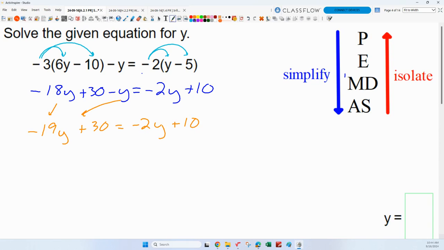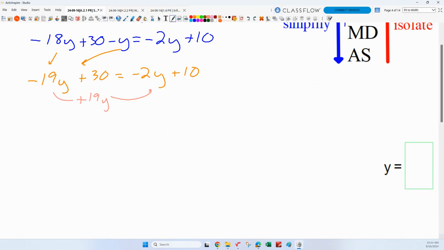So we're going to push the y's over to the right by adding 19y to both sides. Now what's that do? If I add 19y to both sides, I'm going to cancel that one. So I get 30 equals, what's negative 2y plus 19y? 17y.